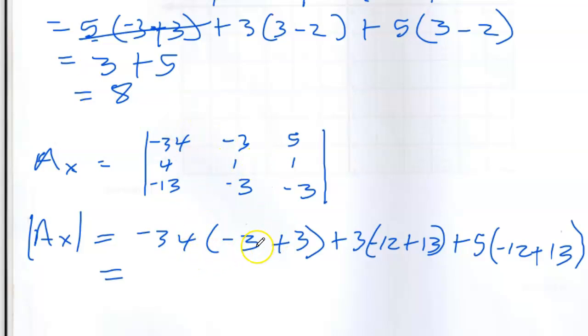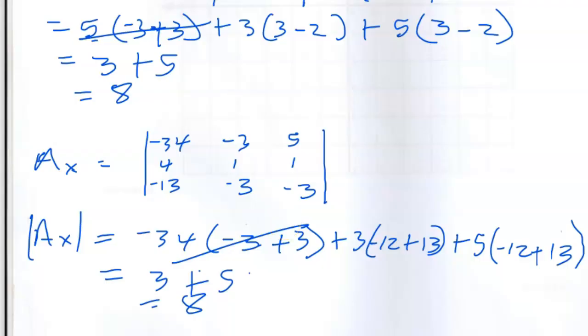This is 0, because negative 3 plus 3 is 0. Negative 12 plus 13 is 1. So the bracket is 1. So 3 times 1, 3. And here, what's the bracket? 1, the bracket is also 1. Negative 12 plus 13, that's 1. So 5 times that, that's 5. So AX is equal to 3 and 5. AX is equal to 8.